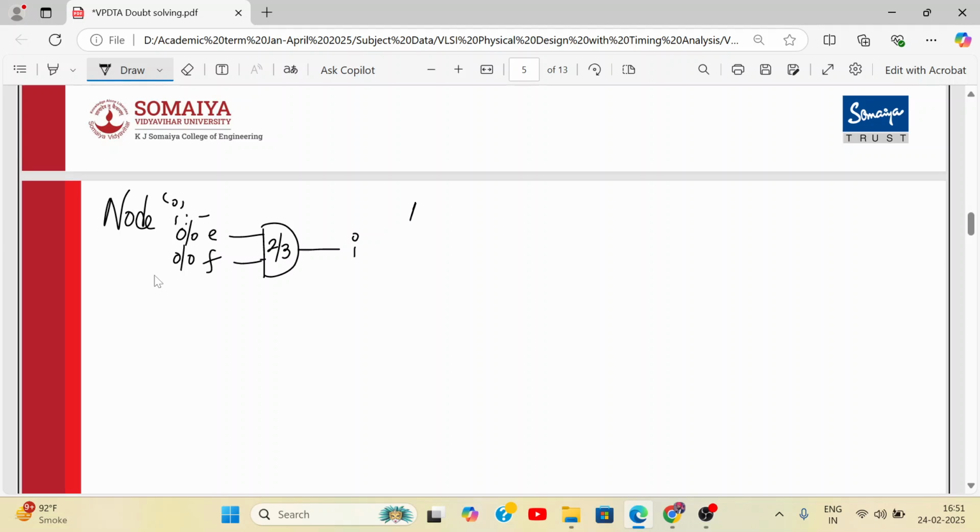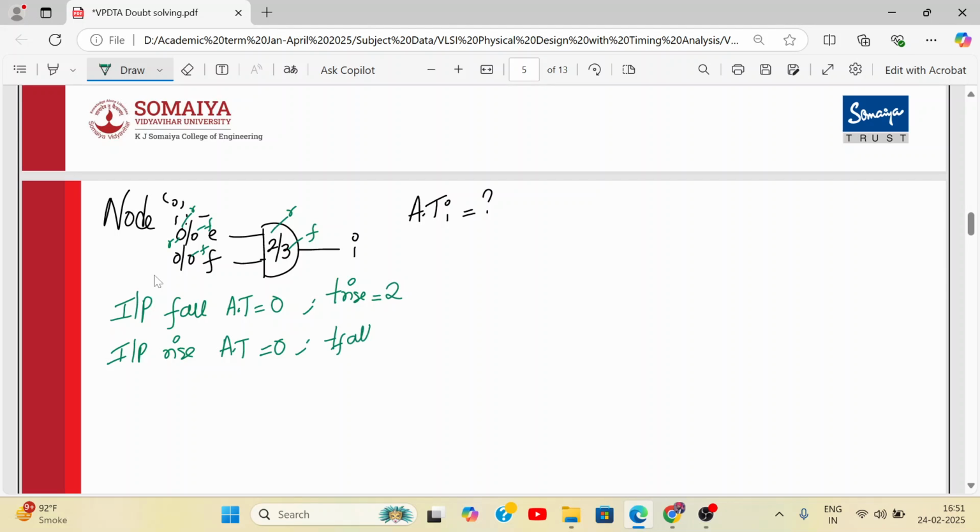Now let us find out the arrival time at node I. For that, let us write down the input fall arrival time. Here it is 0. This is rise, this is fall. Both are the same, so that's why we don't consider the maximum. So input rise arrival time is 0. This is the rise delay, this is the fall delay. So rise delay is 2 and the fall delay is 3.